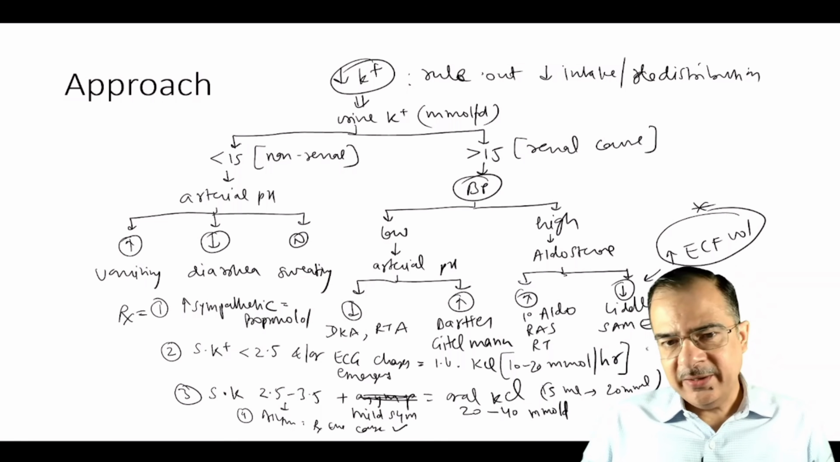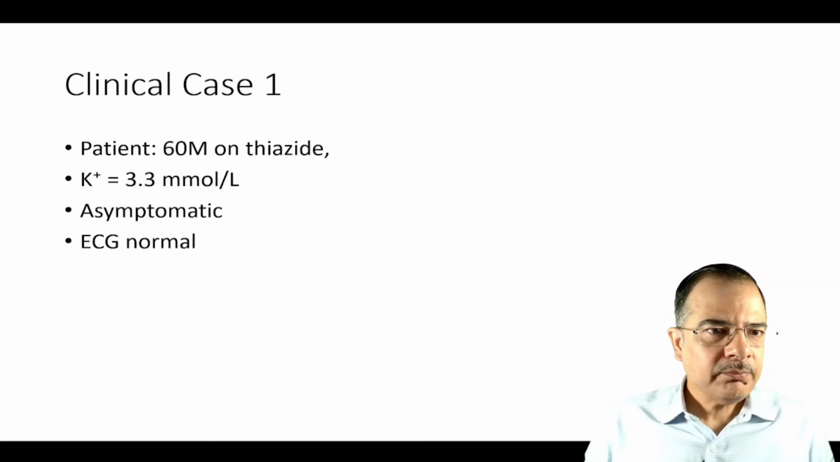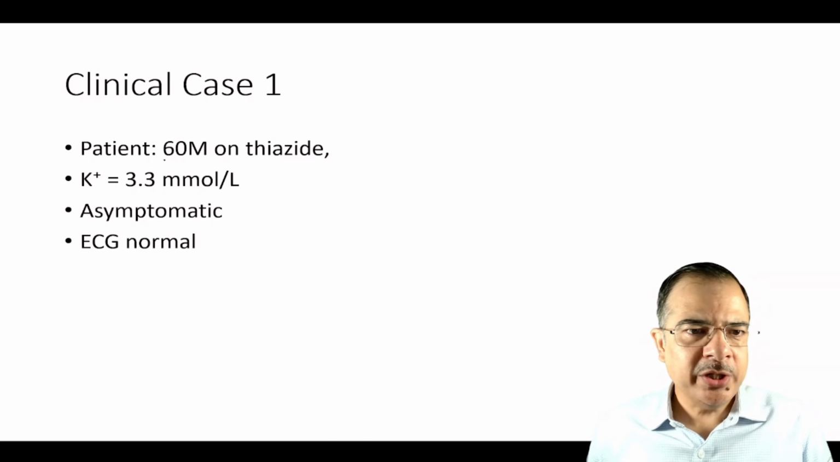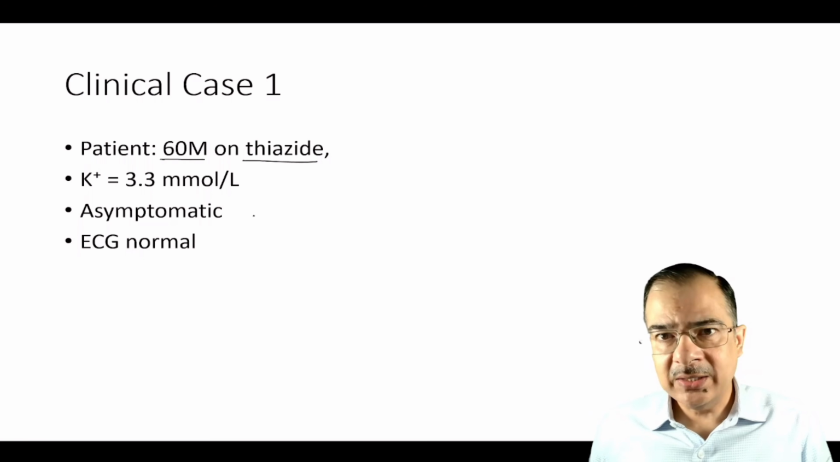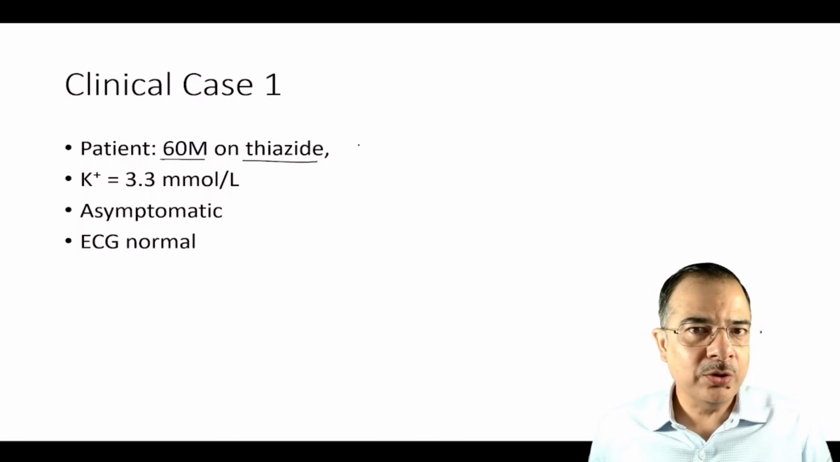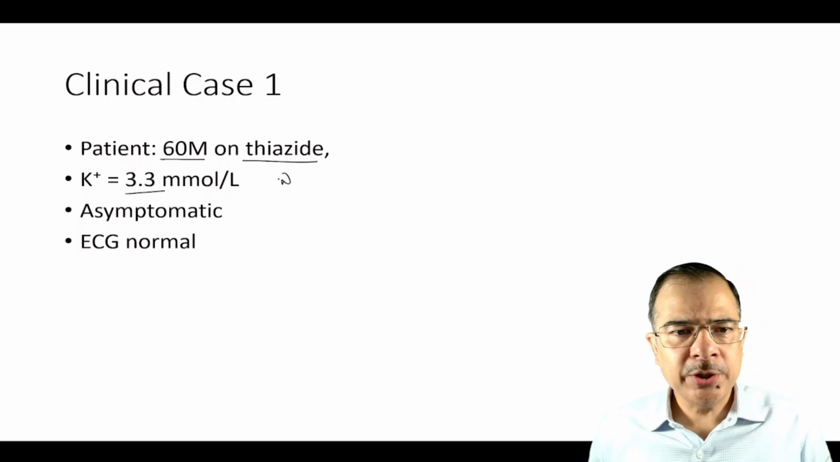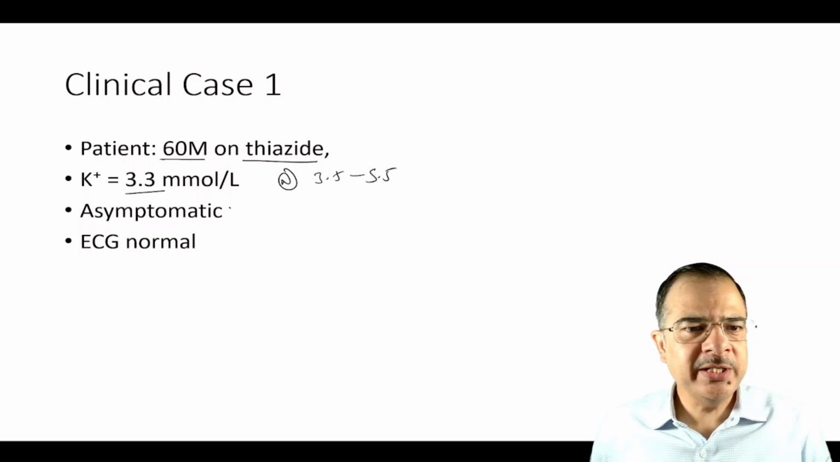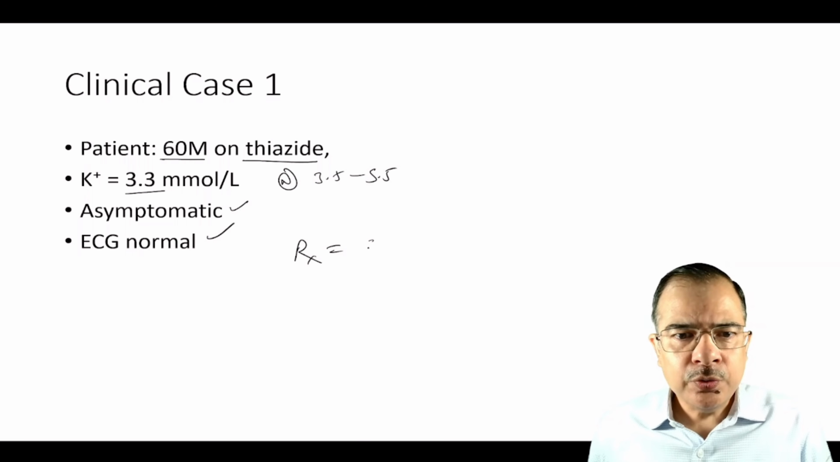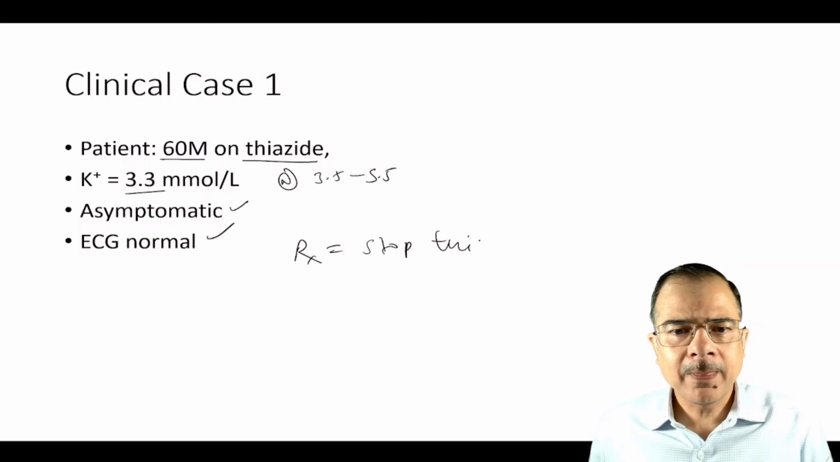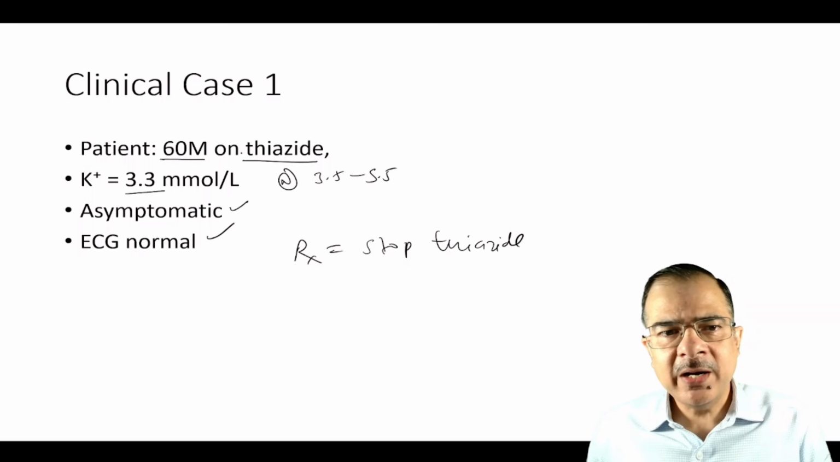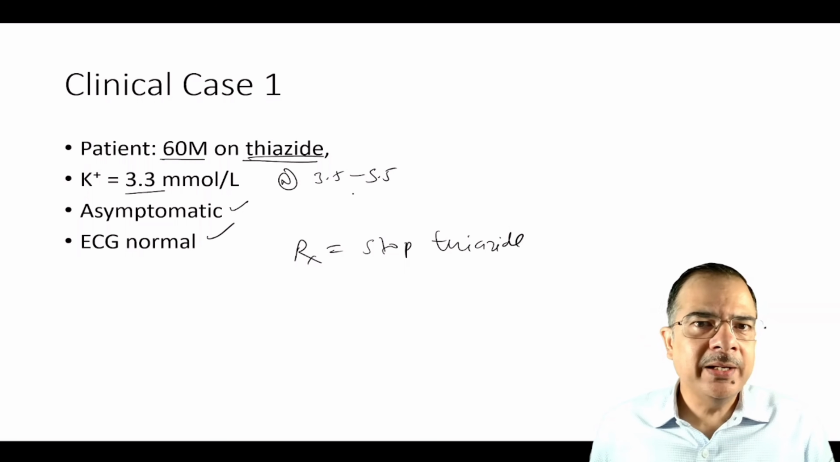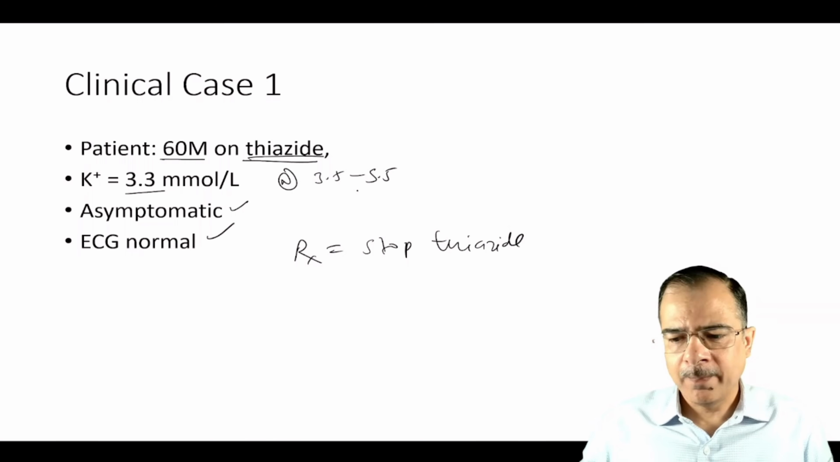So let's see with the help of this protocol. Clinical case number one: patient is a 60-year-old male on a thiazide diuretic. Thiazide diuretics cause potassium loss. Potassium is 3.3, normal potassium 3.5 to 5.5. Patient is asymptomatic, ECG normal. What should you be giving? So you stop thiazides, when we have an underlying cause here. So that should be treated.